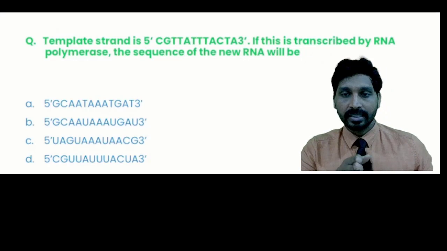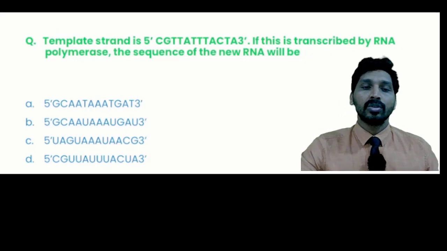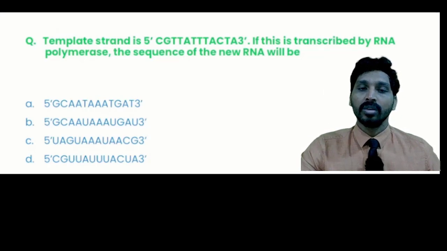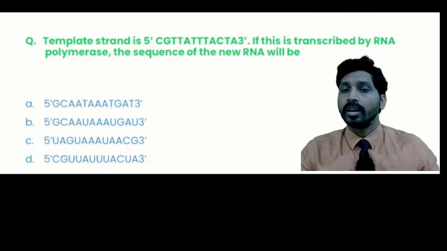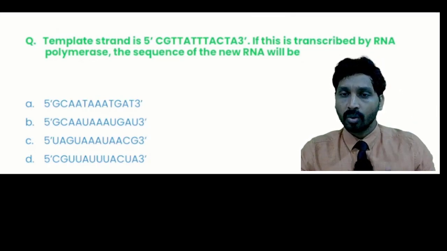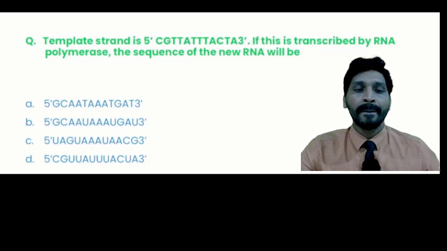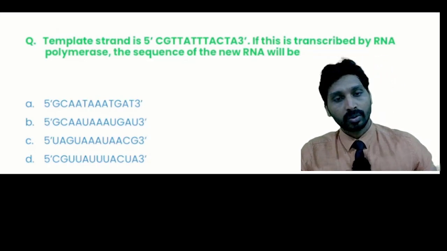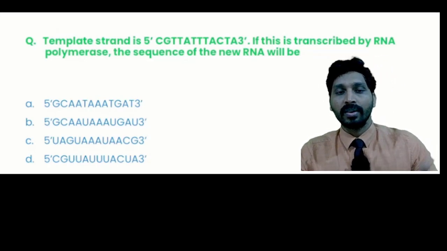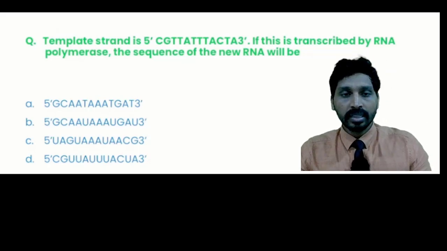As I said, new RNA will be transcribed from 5 prime to 3 prime. So option C, where it is U, you can easily make out. Option C, you see here, it started with U. Adenine present in DNA is coding for uracil in the RNA. Options A and B are not starting with U. If they wanted to confuse you, they would have given such options clearly. So option C is the correct answer.